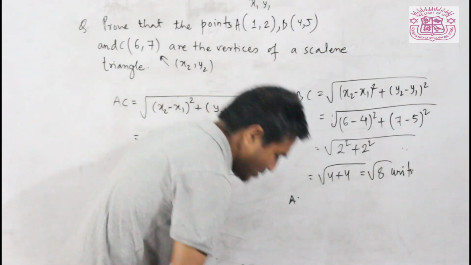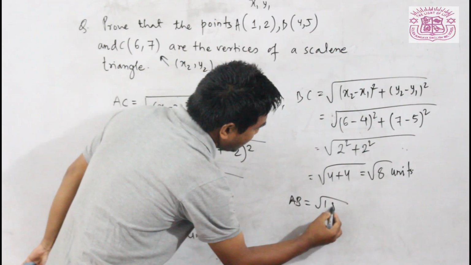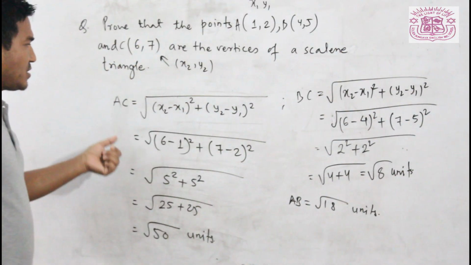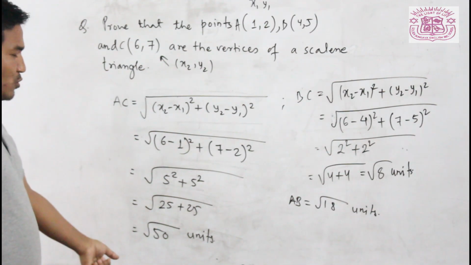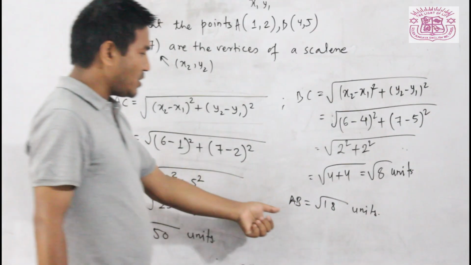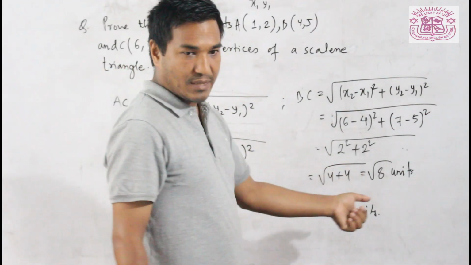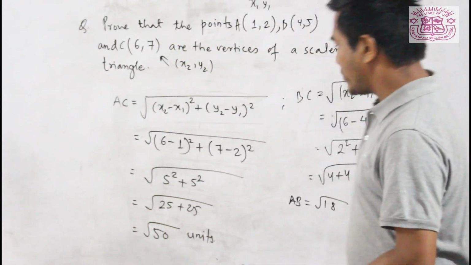We have got AB as root under 18 units. So from here what we have seen is the distance between AC is root under 50 units, the distance between AB is root under 18 units, and the distance between BC is root under 8 units. That means all of the distances are what? Unequal. So what does it prove?